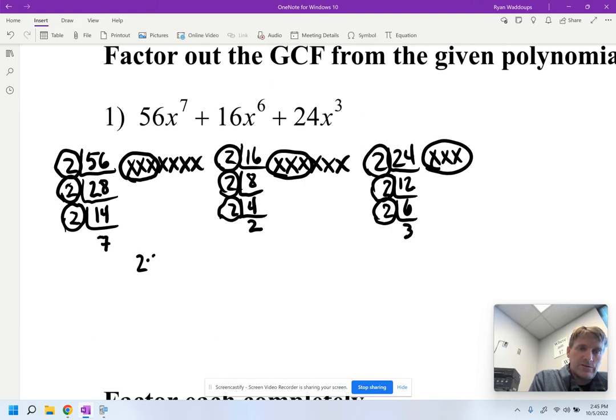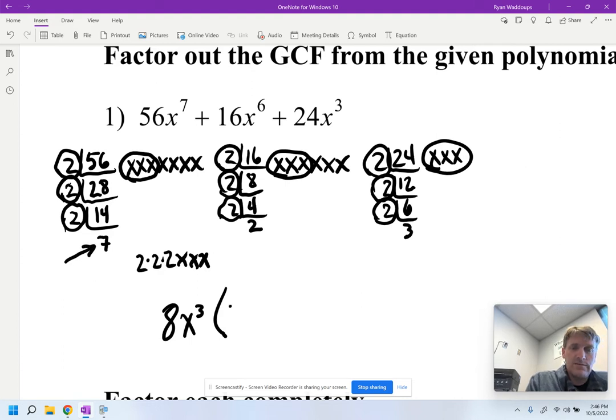I'll go ahead and write it out. 2 times 2 times 2 times x times x times x, the 3 x's. I'm going to multiply those out. That gives me 8x cubed. And then I look at what's left. I've got a 7, so 7. And I have 1, 2, 3, 4 x's, so that's x to the 4th.